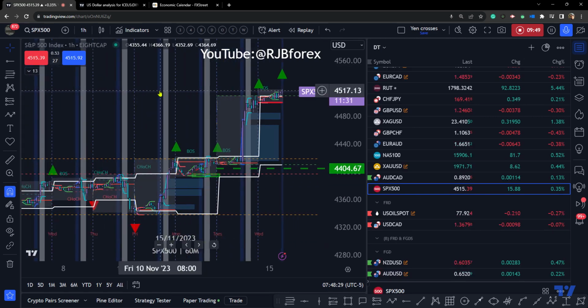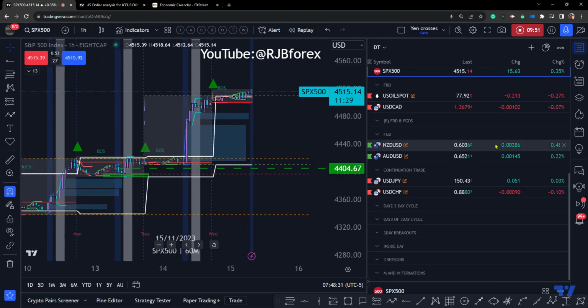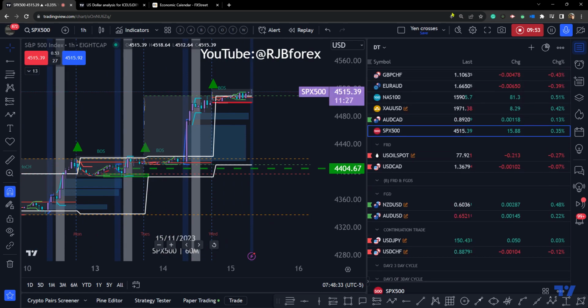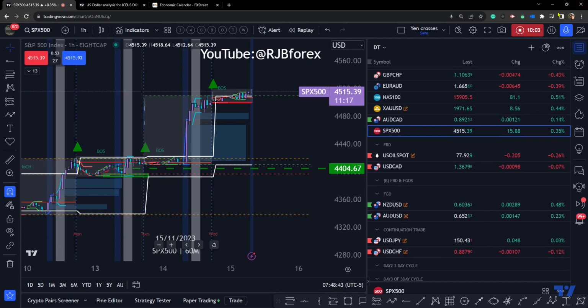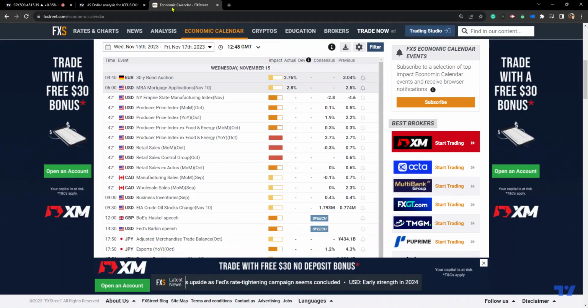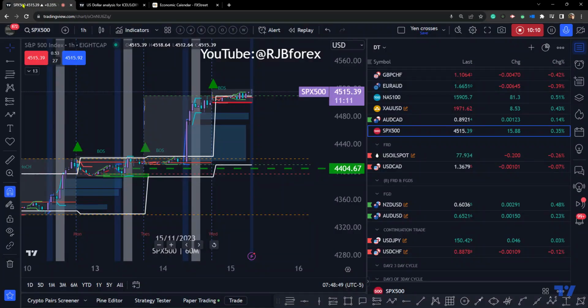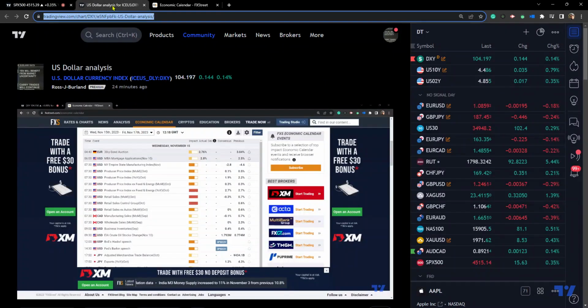Right, so that concludes the analysis for our signal days. So we've got oil and dollar CAD on the radar. And we've got New Zealand and Aussie on the radar with dollar yen and dollar Swiss on the radar as well. And we have now 40 minutes until the data. So sitting on hands until we see that come out.